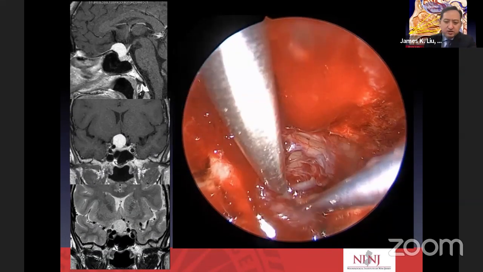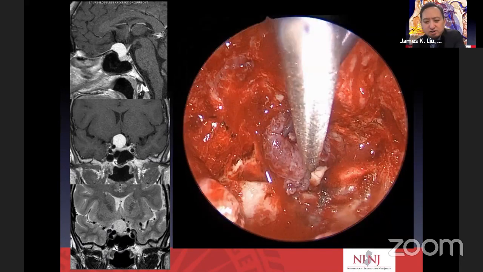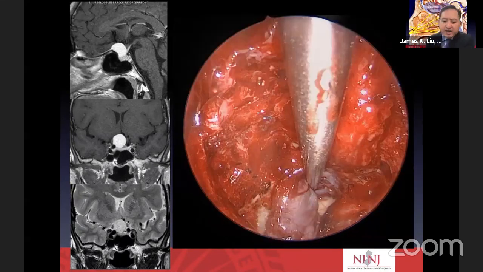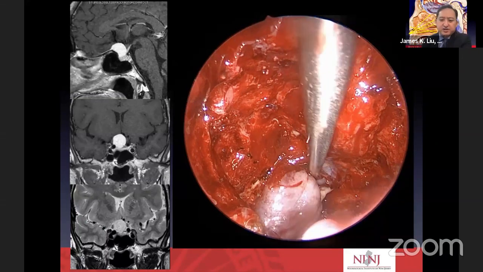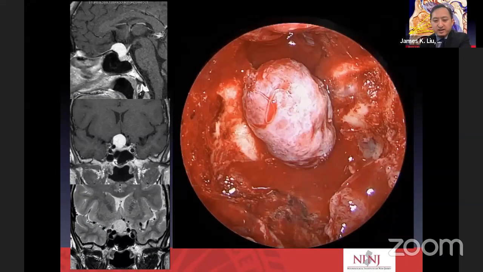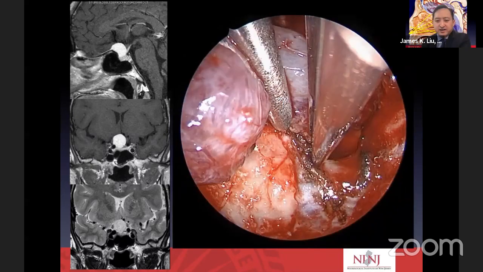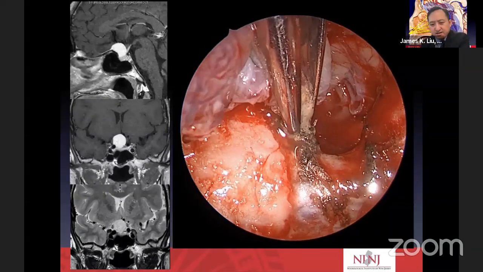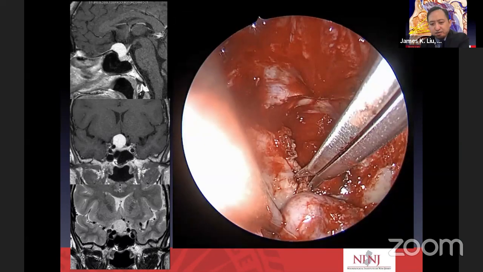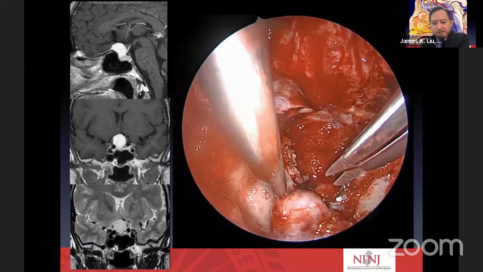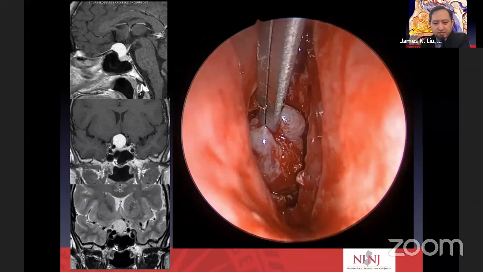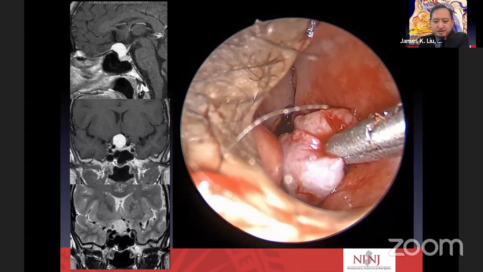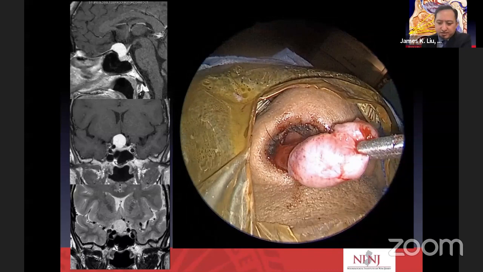And then we'll come around the tumor in a counterclockwise fashion and then roll the tumor away. Now, again, it's important to resist the temptation to deliver that tumor quickly. Here it looks like it's ready to come out, but if you inspect carefully, it's actually adherent to the diaphragma sellae. And if you try to pull on this too early, you can avulse it and probably get bleeding from the cavernous sinus. So make sure you find all the dural attachments before you deliver the tumor.